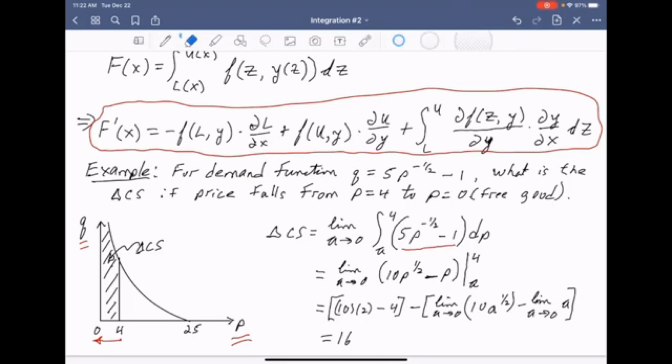We let this a approach 0, so the limit as a approaches 0 of a to the 1/2 is 0, and the limit as a approaches 0 of a is 0, and we get the result that we get 16 as our change in consumer surplus.